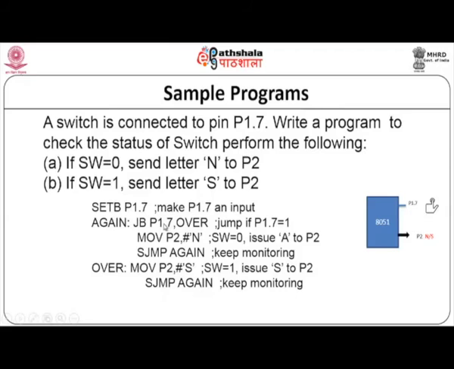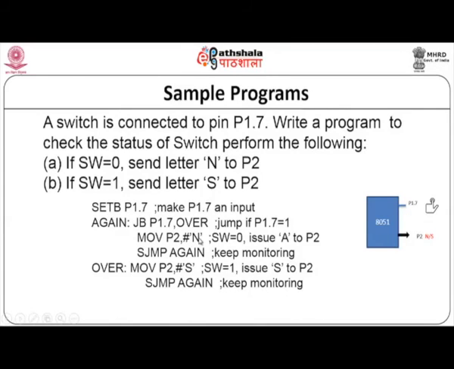I have to see that if the bit is not equal to 1, that means the JB P 1.7 fails. If P 1.7 is not pressed, that means the switch is not pressed, in which case P 1.7 takes a value of 0 only. So if it is 0, then this condition fails, JB P 1.7 fails, so it comes down. When it comes down, I will be looking at MOV P2, #N.